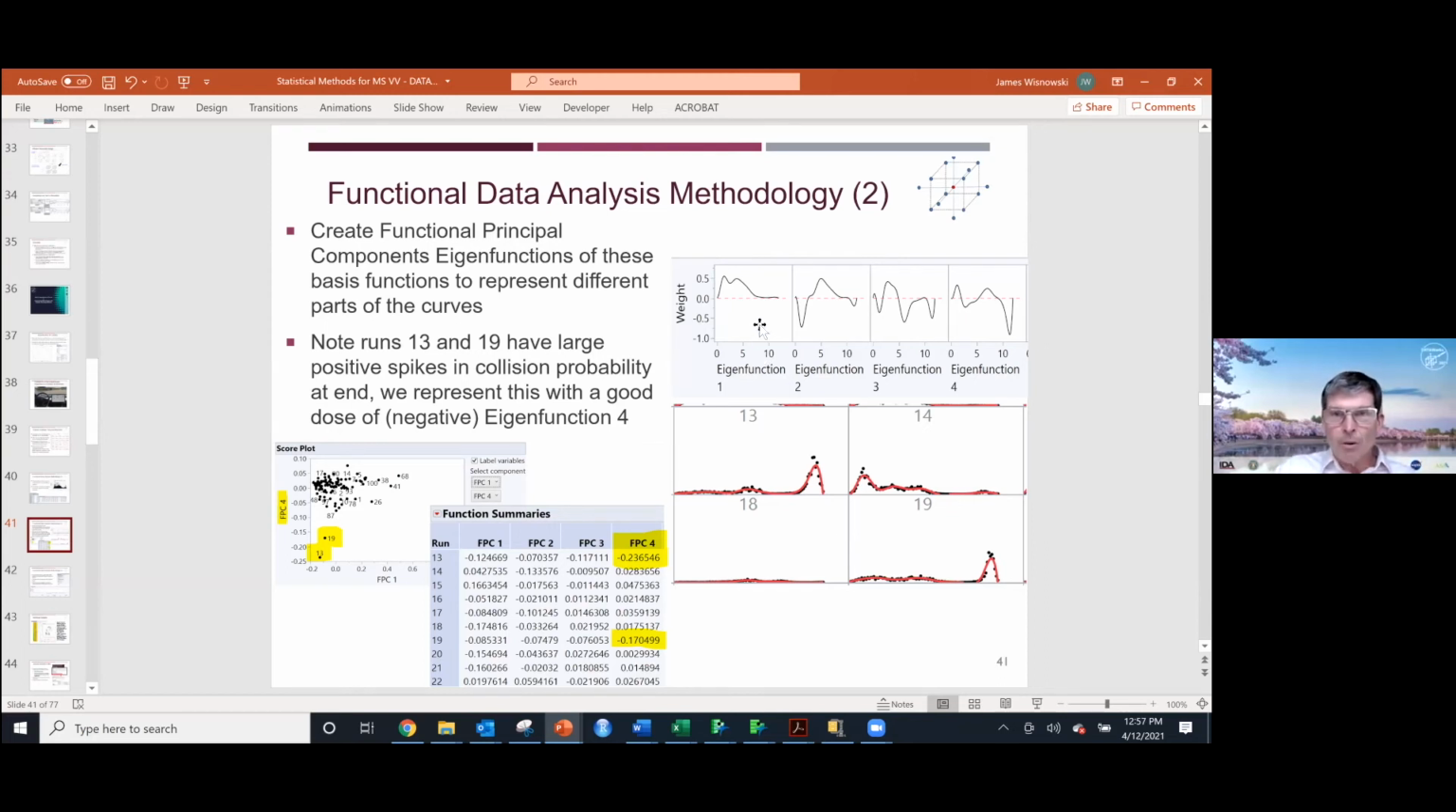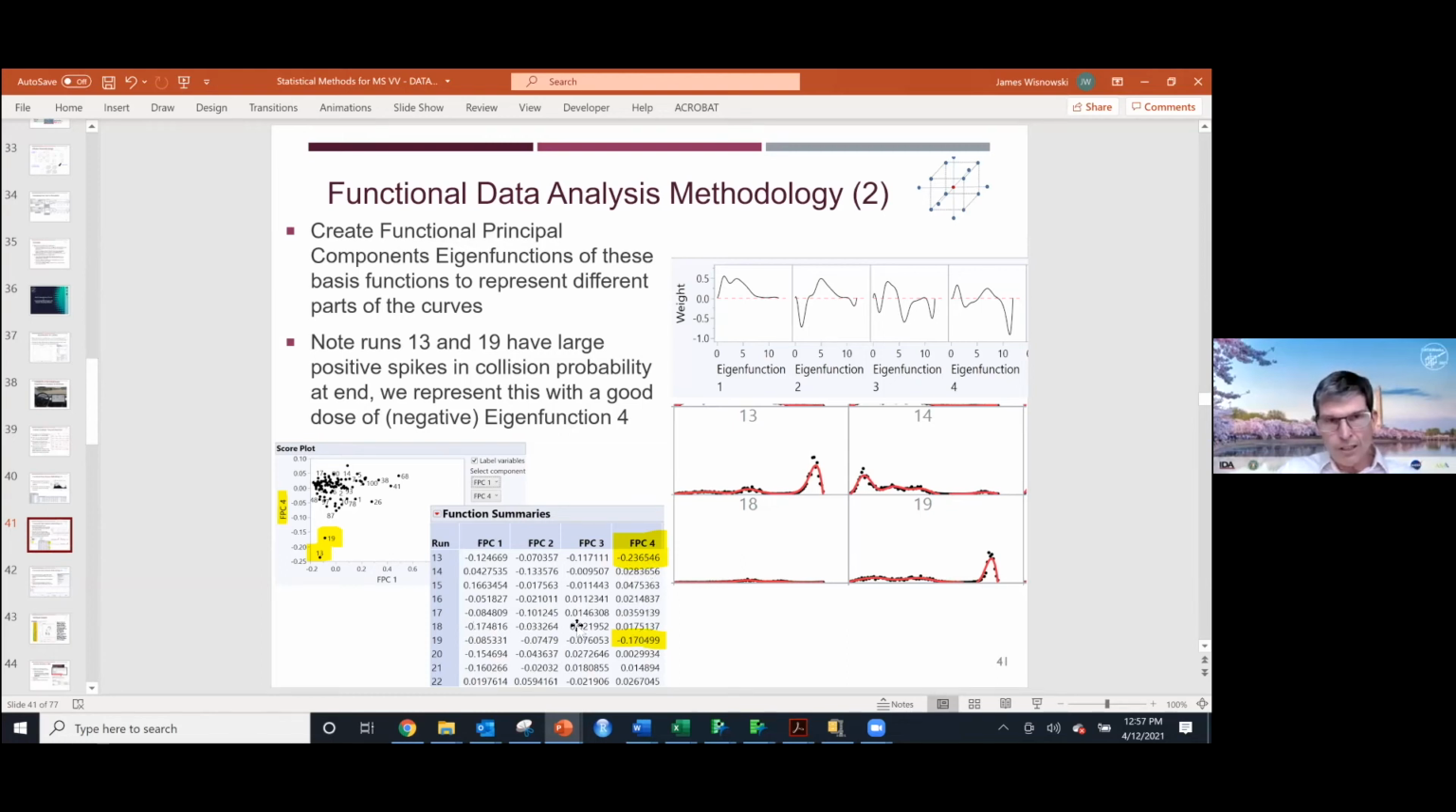And then I come up here and I look at my eigenfunctions, and these are the things that I can piece together and play with to try to model the curve. In this particular case, because I've got the big jump at the 11-second mark, I can see that that's like eigenfunction 4, where at that last point I've got a spike. Of course, I'm going the opposite way, right? So as it turns out, if I look at run number 13, I've got a very high negative value for FPC4.